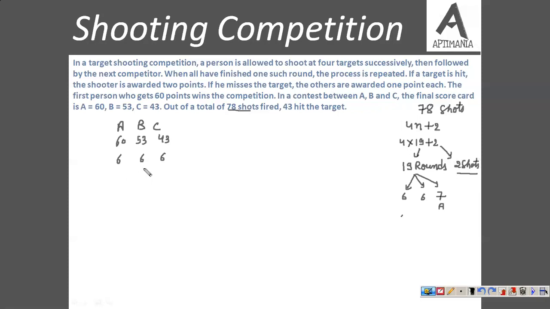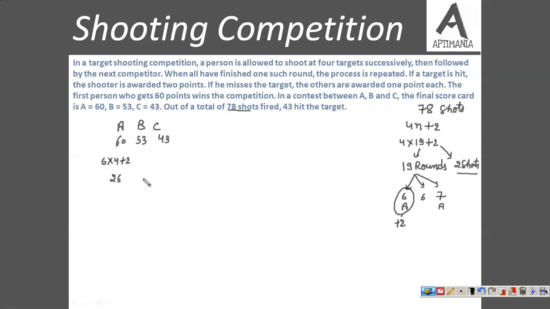So from here we can say that A is the one who has not completed 7 rounds, rather he is the one who has completed 6. Definitely he has completed 6 rounds and he has taken 2 extra shots. So total shots taken by A is 6 rounds, so 6 into 4, 24, plus 2 extra shots, that makes it 26.